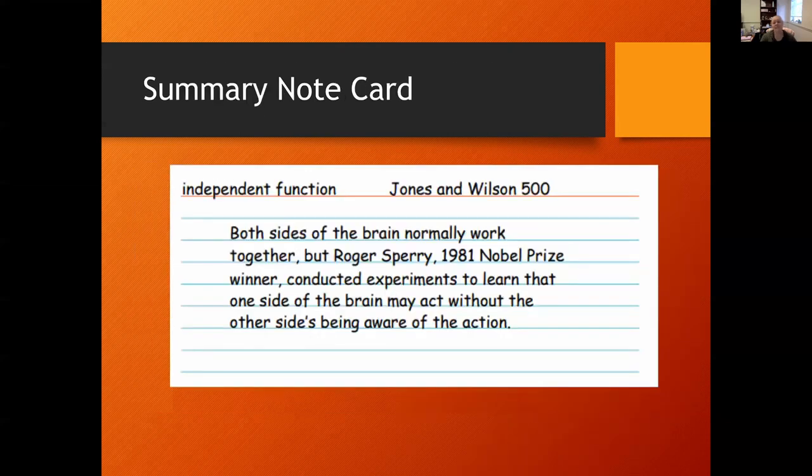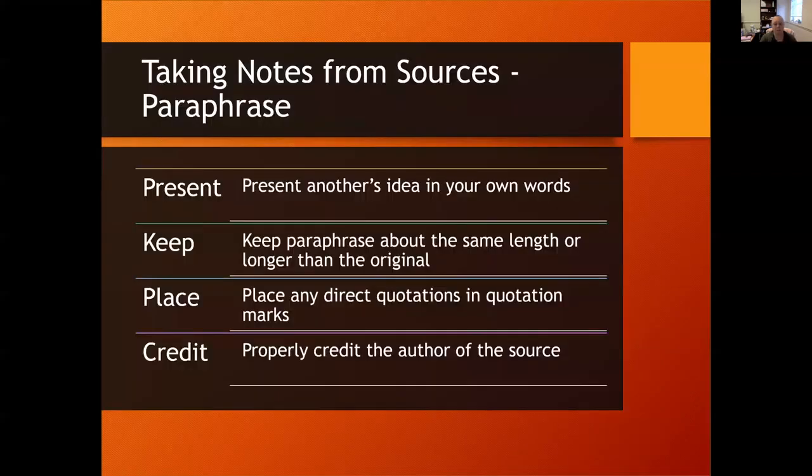Here's an example of a summary note card. So up at the top, you have the main idea and the author and the page number. And then here, the writer has just written a nice little summary of what went on within that source.